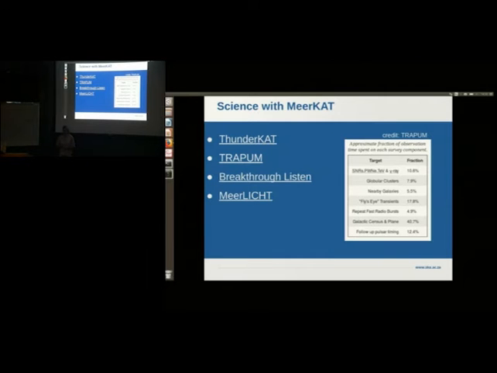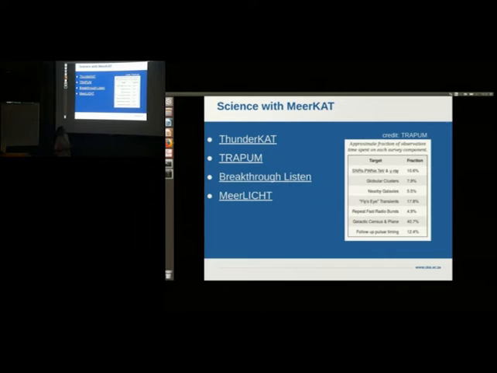TRAPUM is the transients and pulsars with MeerKAT. The TRAPUM group has installed multiple CPU GPUs in the KAPB building, and this system can form up to 400 beams on the sky. Amongst other sciences, they are looking for pulsars and transients in supernova explosions, pulsar wind nebulae, and Fermi gamma ray bursts. They are searching for pulsars in globular clusters, and they're looking for pulsars outside of our galaxy, and they are looking for exotic binary pulsar systems.